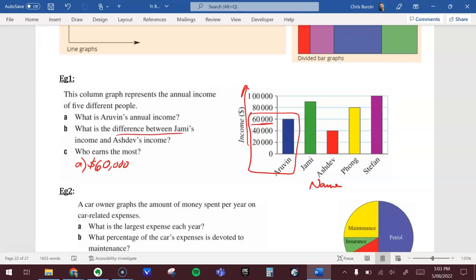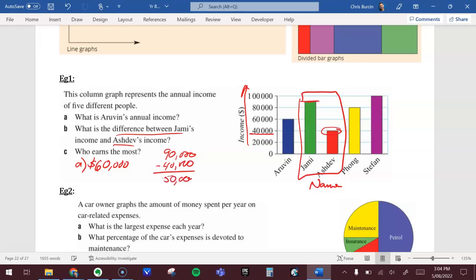What is the difference? Difference means subtract, between Jamie's and Ashtev's. So here we go. We've got to make a little bit of interpretation here because Jamie's goes up to someplace in between 80 and 100,000. And that looks to me like it's pretty much halfway. So I'm going to say that, I'll leave the dollar sign over for a second, Jamie's is 90,000 and Ashtev is sitting here at 40,000. So our answer is going to be obviously 50,000. So I would write out for B, the difference, I'll write out the whole word so you can read it, is $50,000. It sounds like a lot.